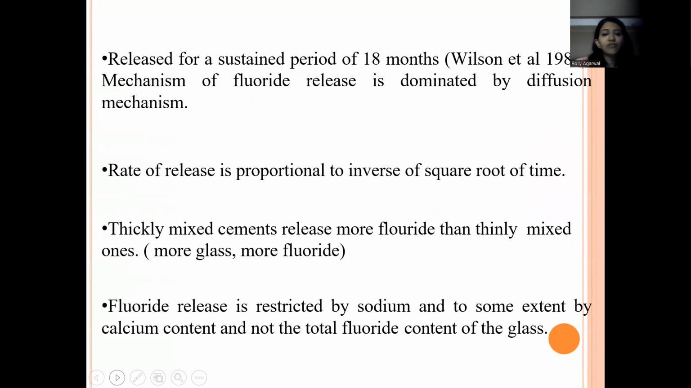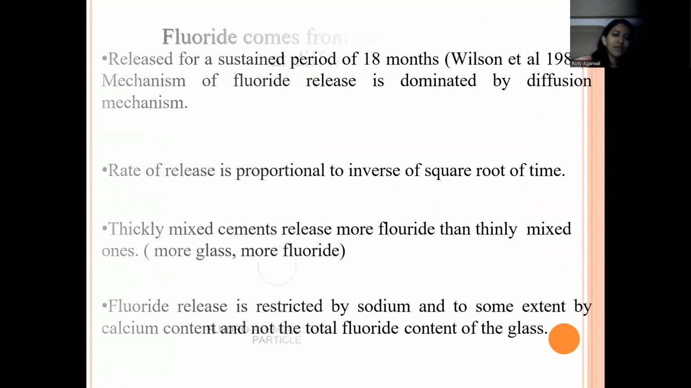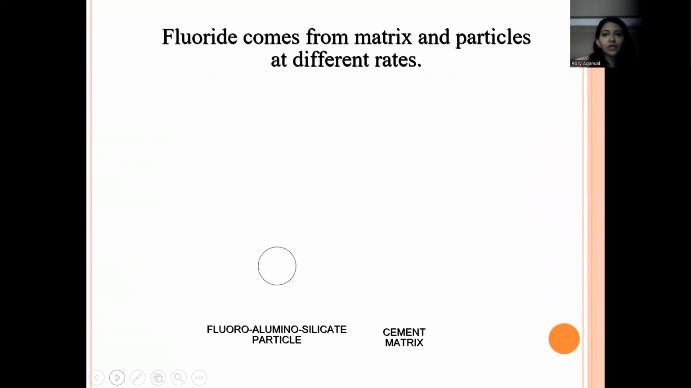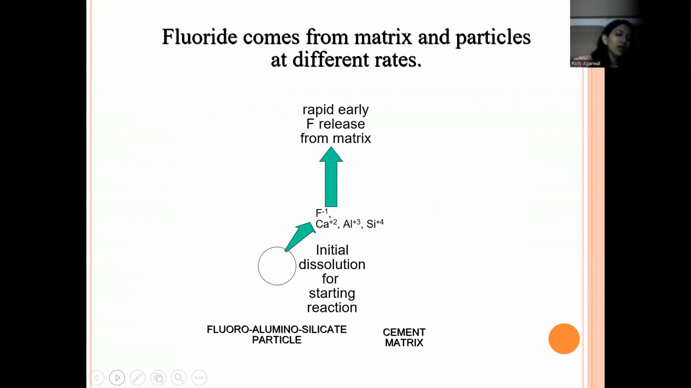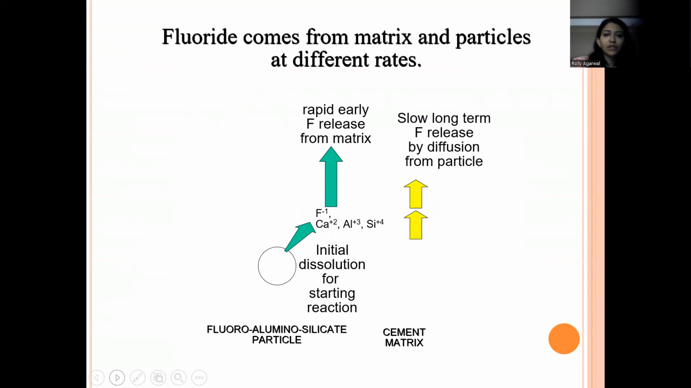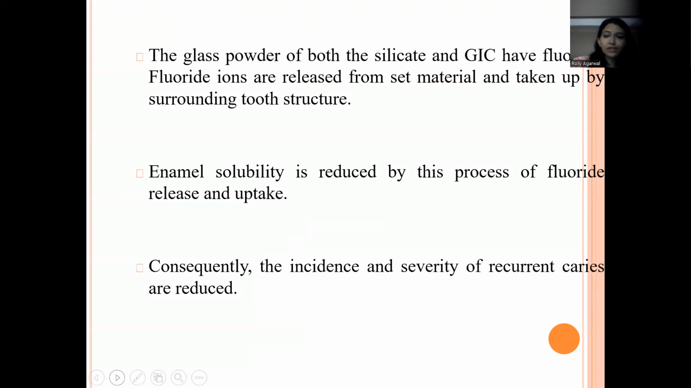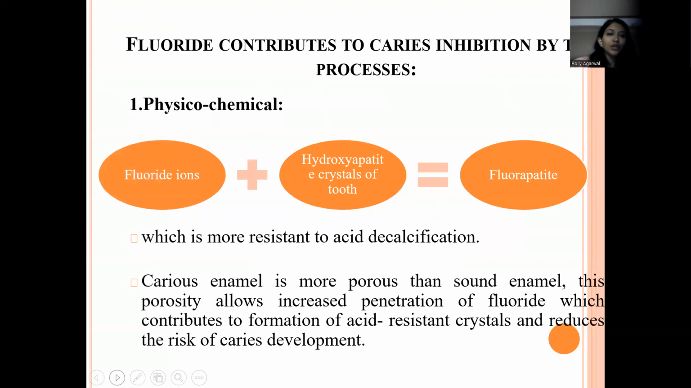The rate of release is initially faster and then gradually lessens with time, and the thicker the mix, the more the powder content as compared to the liquid content, the more will be the release of the fluoride. So there's a rapid early release of the fluoride from the resin matrix, and later there will be a slower release by way of diffusion. So enamel solubility is reduced by this process of fluoride release and uptake as fluorapatite is formed. Consequently, the incidence and severity of recurrent caries are reduced.